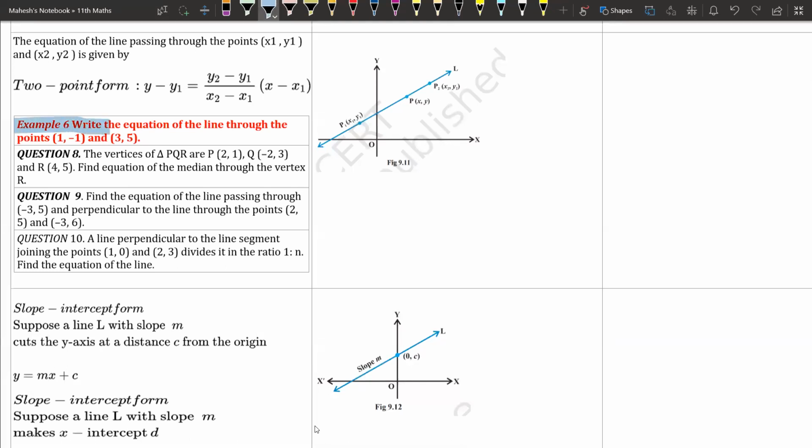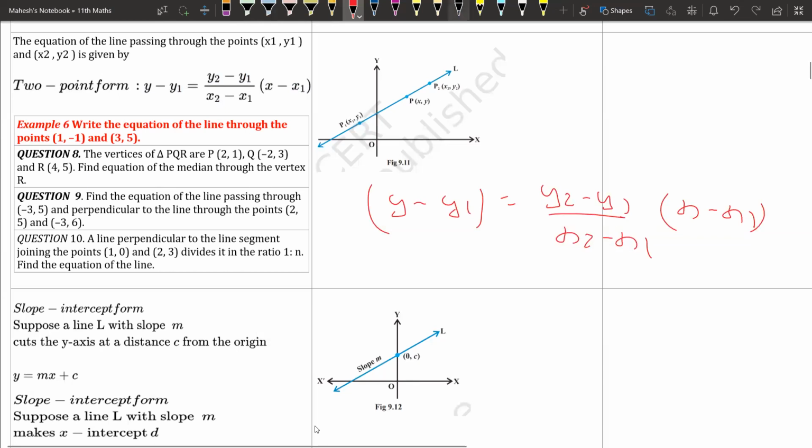In example number 6, which is based on this formula, we have to write the equation of a line passing through these two points, and we are going to use this formula for finding the equation of this line. So what we'll do here, we know x2, y2. I'm writing y minus y1 is equal to (y2 minus y1) over (x2 minus x1), multiplied by (x minus x1). So we'll be replacing these values. I'm taking this as 1, for example, and this as 2. There's no restriction of taking 1 and 2.